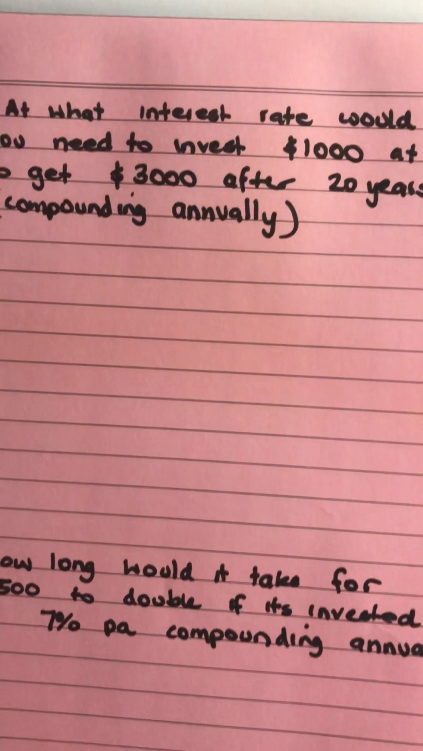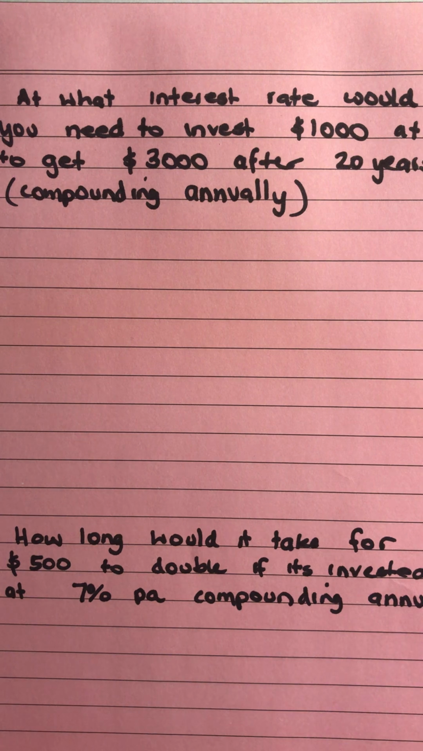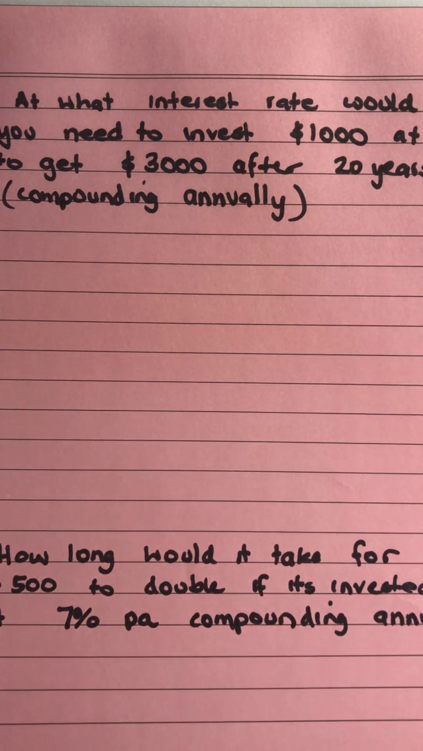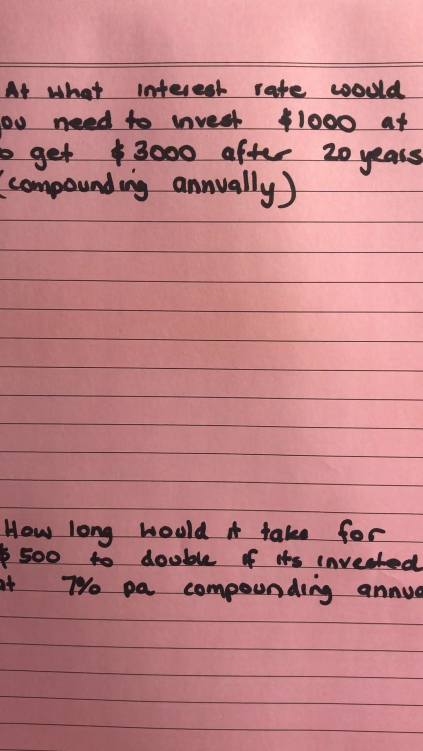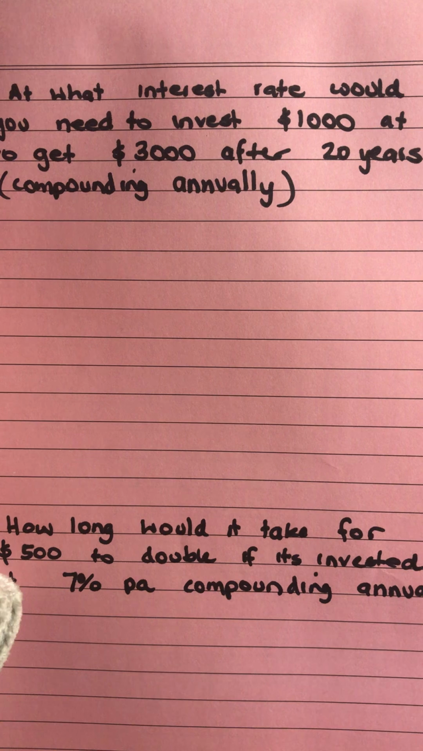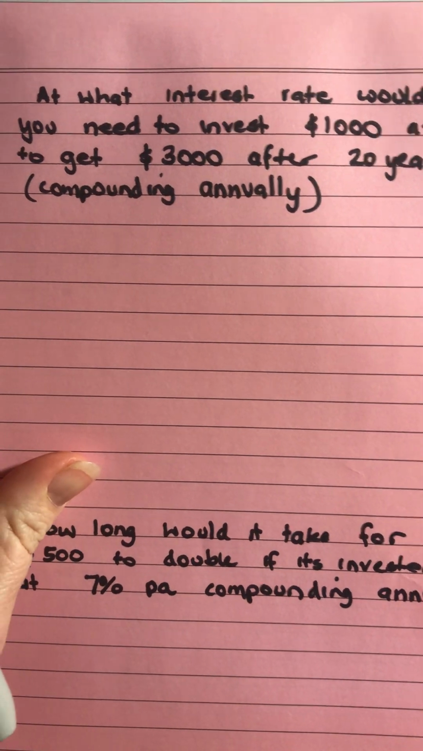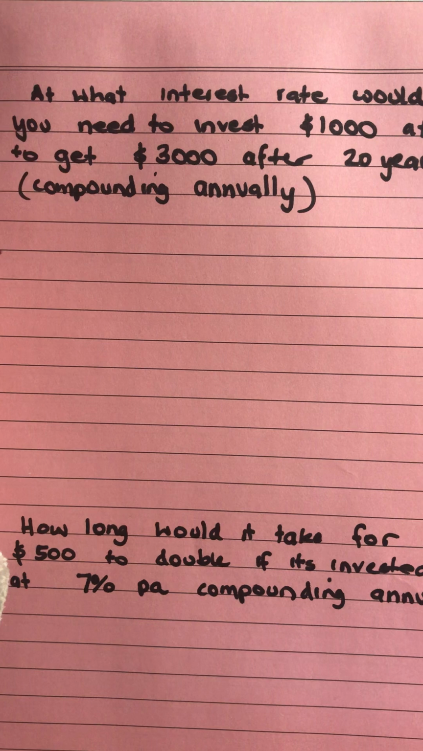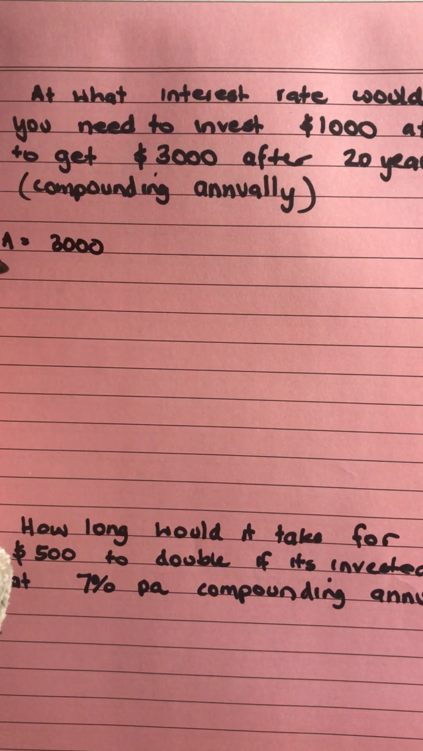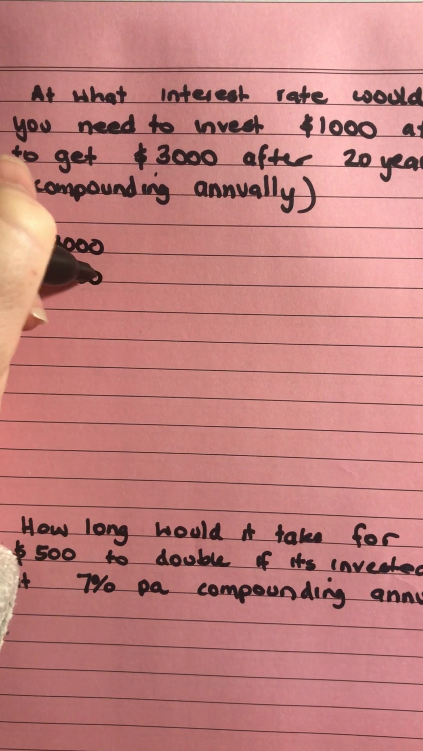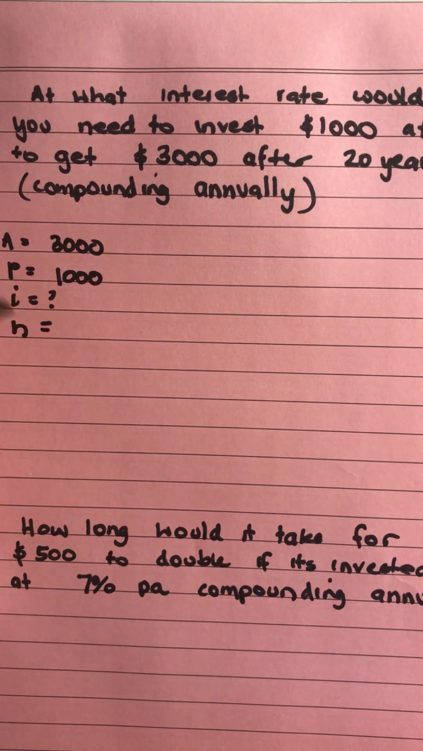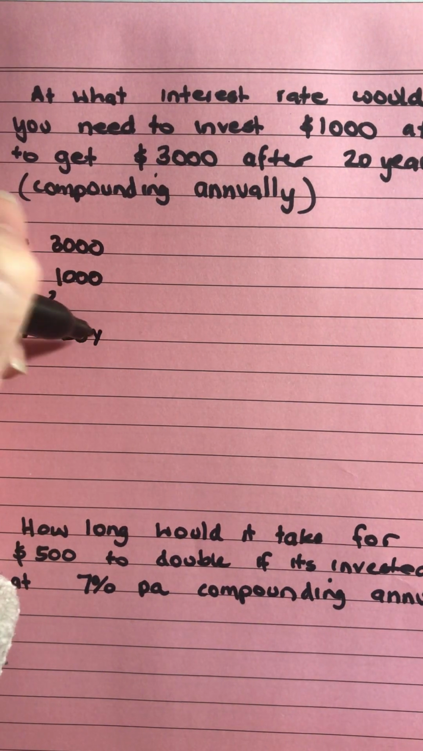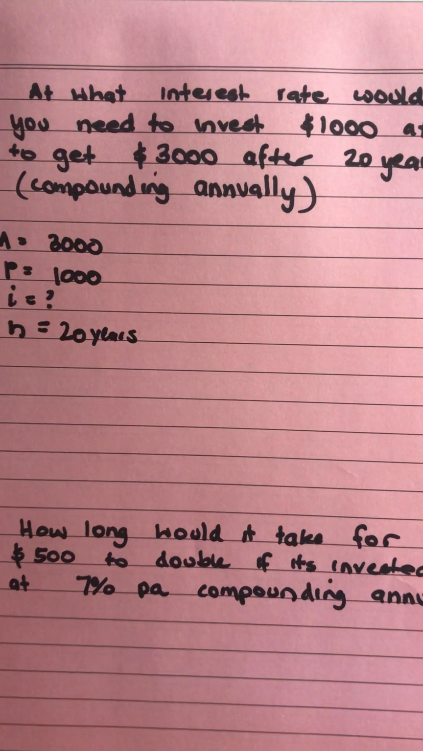what the interest rate must have been. So at what interest rate would you need to invest $1,000 to get $3,000 after 20 years? So this time I'm solving for my I. So I'm going to do the same thing again. My A, P, I, N down the side. So my A is equal to 3,000. My P is equal to 1,000. My I I don't know, so I'll put a question mark. And my N is equal to 20 years. Now in this case, we're compounding annually, so we don't need to change anything there.